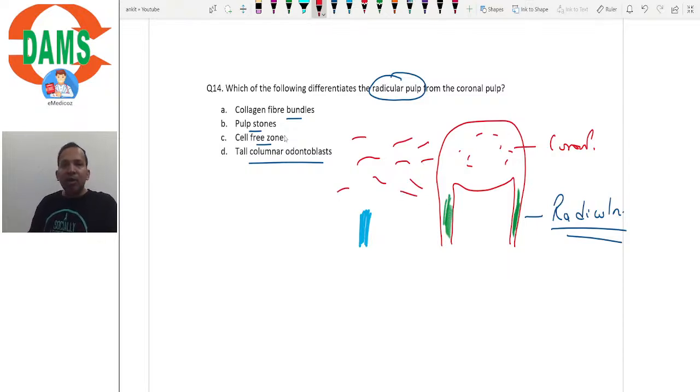Pulp stones, they are found everywhere. It's just that they are more common in coronal pulp and less common in radicular pulp, isn't it? But then linear calcifications, they are more common in radicular pulp, which is also a type of pulp stone.